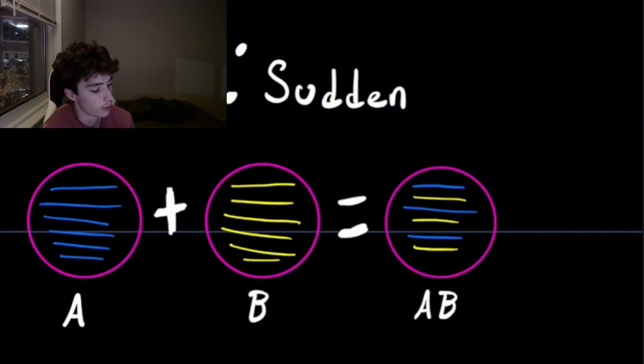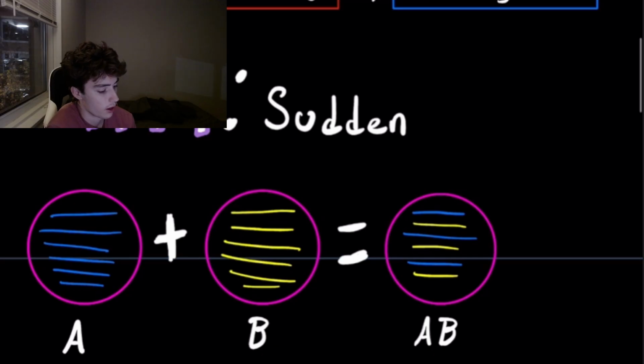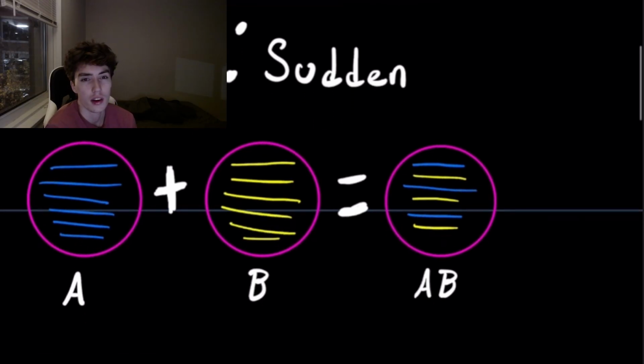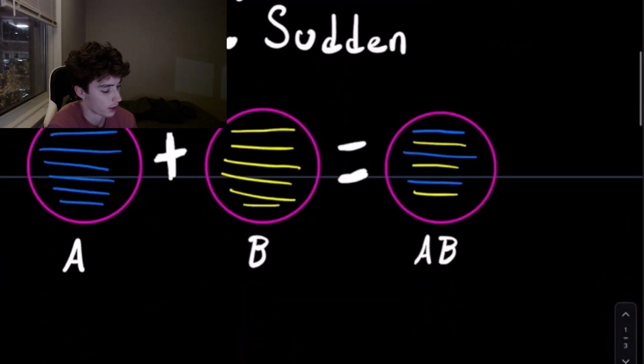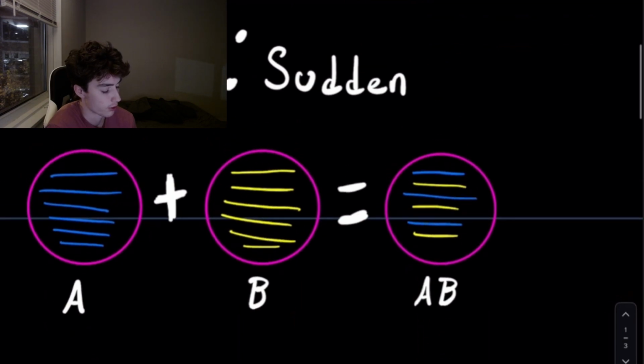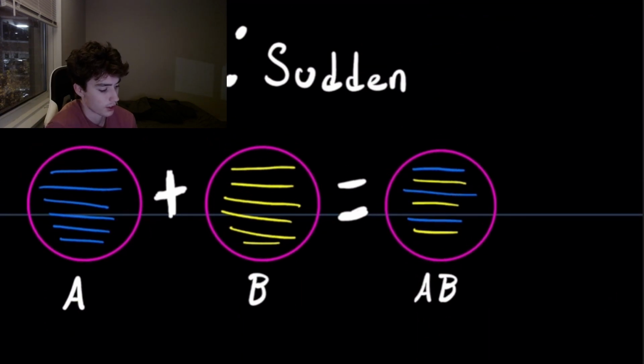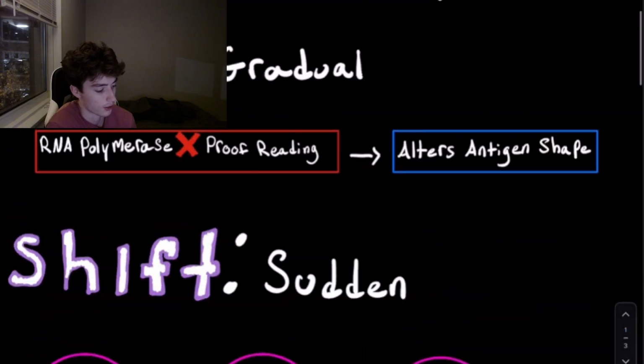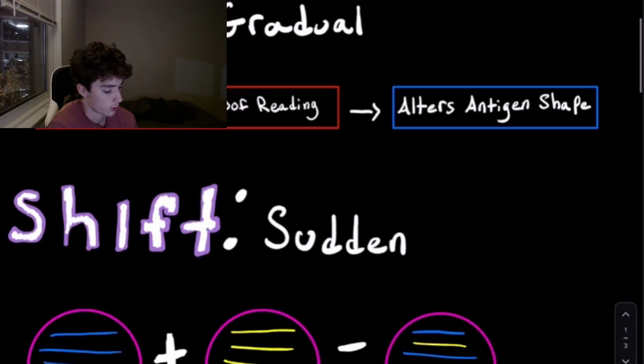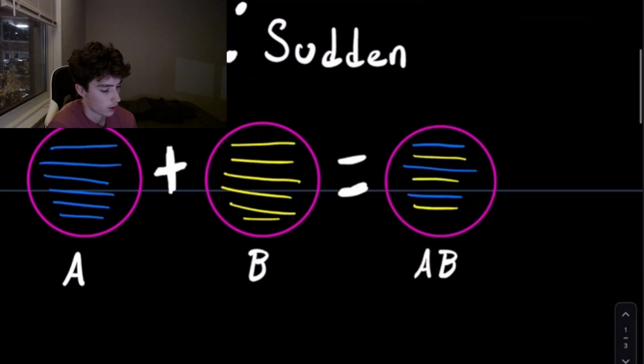Not only are we not immune to them due to how sudden they are, but it's because of how different they are, because they're a combination of a bunch of different strains. So they are very different from the strains that we're familiar with. Antigenic shifts are obviously very negative, and so are antigenic drifts, but by far, if you had to choose one, shifts would be the worst one.